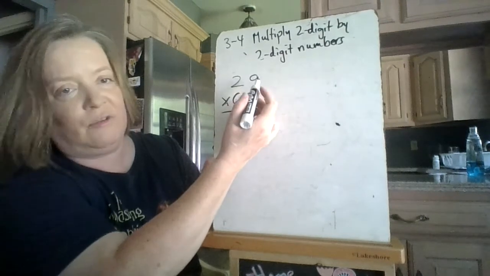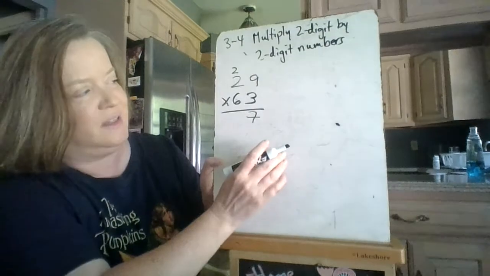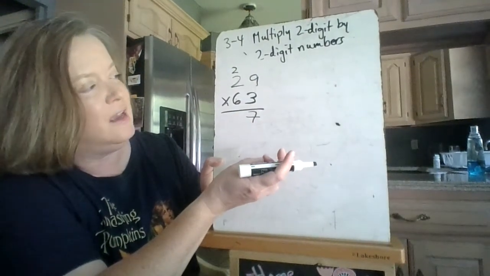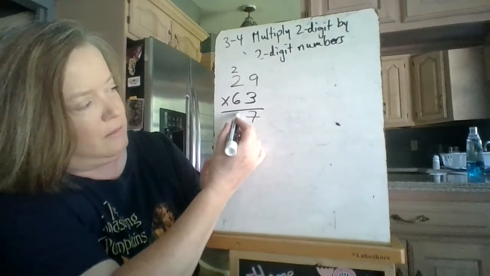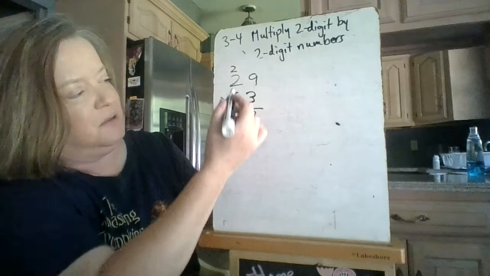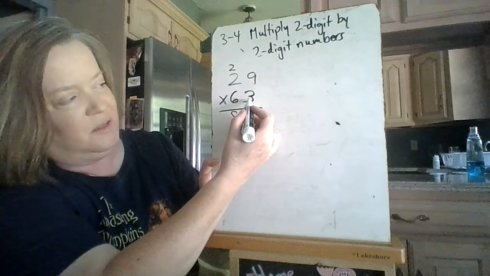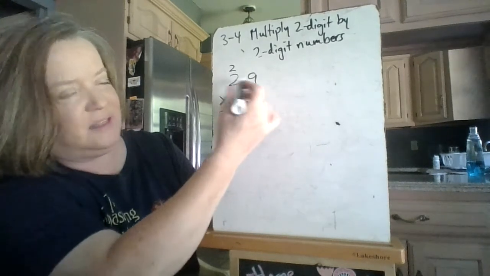3 times 9, or 9 ones, is 27. I'm putting down the 7 in the ones place, carrying my 2 into the tens place. 3 times 2, or 3 times 2 tens, or 20 is 60, plus 2 is 80. But I'm going to put down an 8. So again, 3 times 2 is 6, plus 2 is 8. I want to add a 0 here because I already used the ones place, okay? And I multiplied the number that I have in the ones place times these two digits.